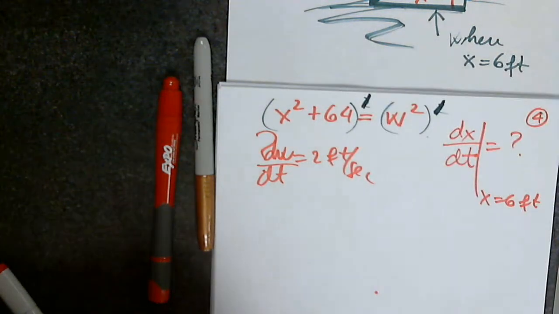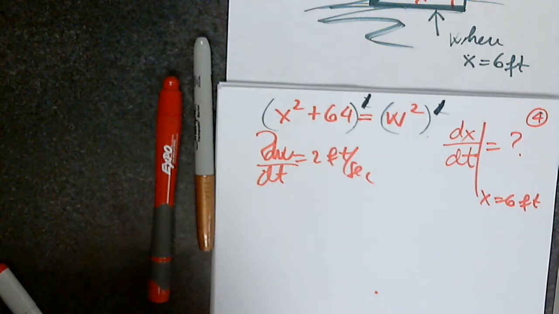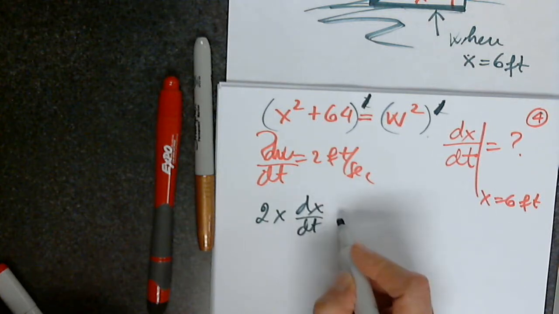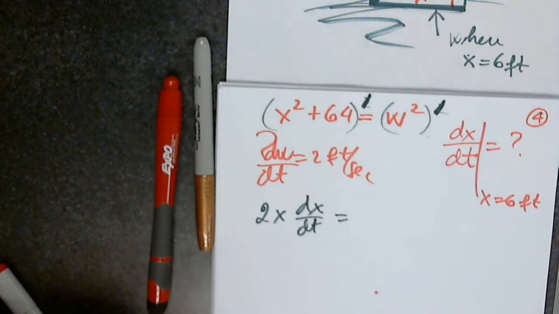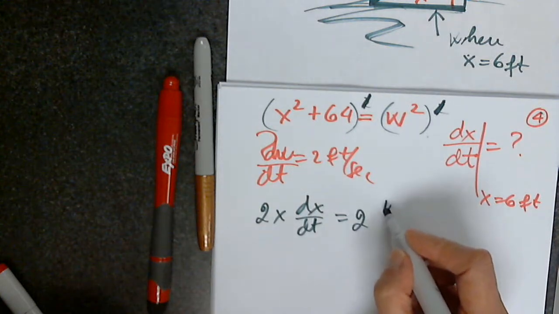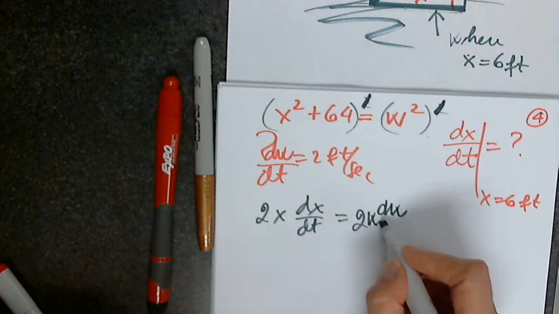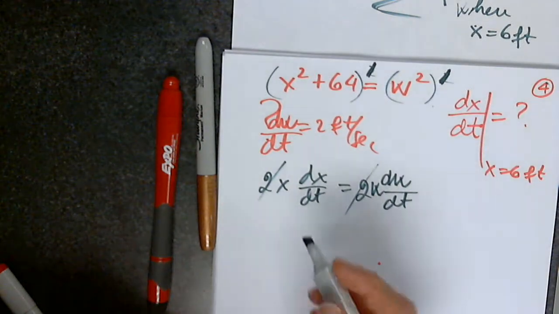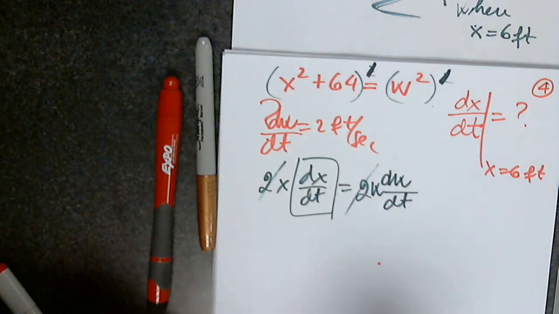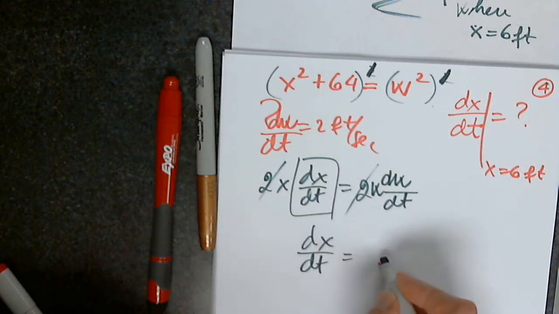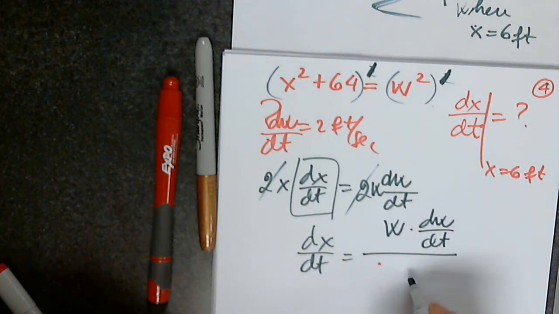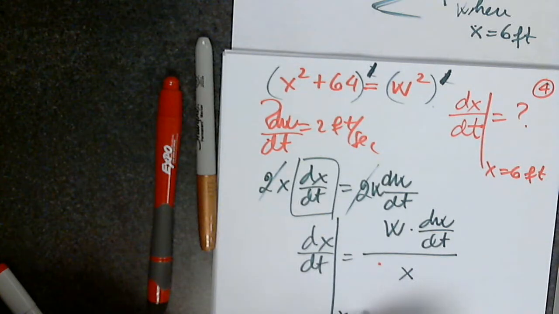That's not what I meant. I meant this. Okay. What is the left-hand side? Excellent. 64 prime is 0. And the other side is 2w dw over dt. I will divide both sides by 2. From this equation, I solve for what I'm interested in, which is dx over dt equals w times dw over dt over x, when x is 6 feet.